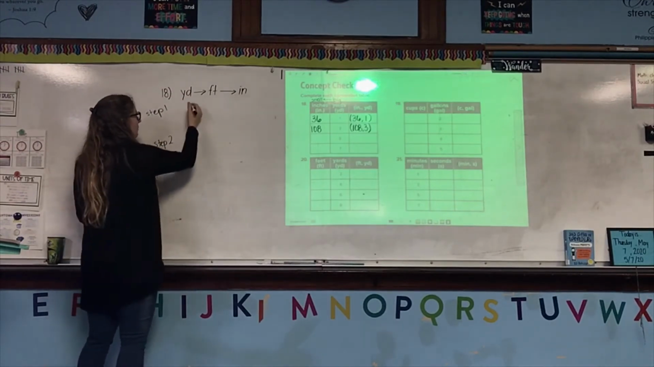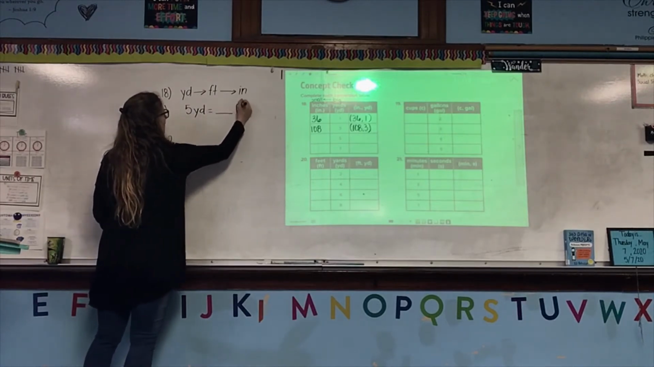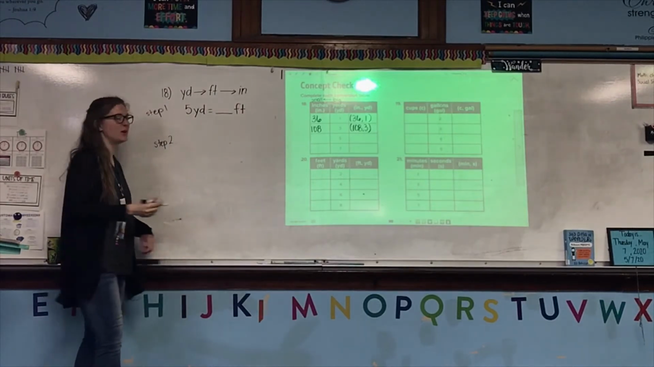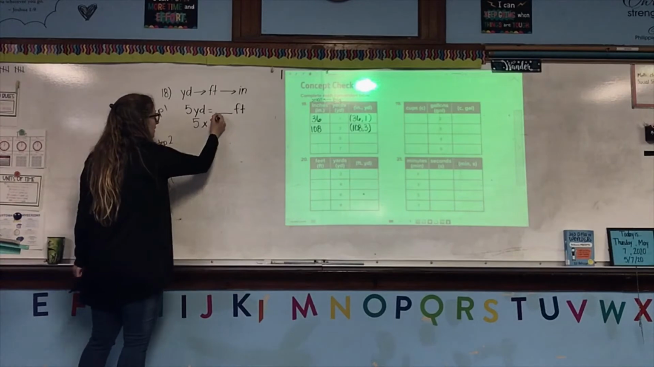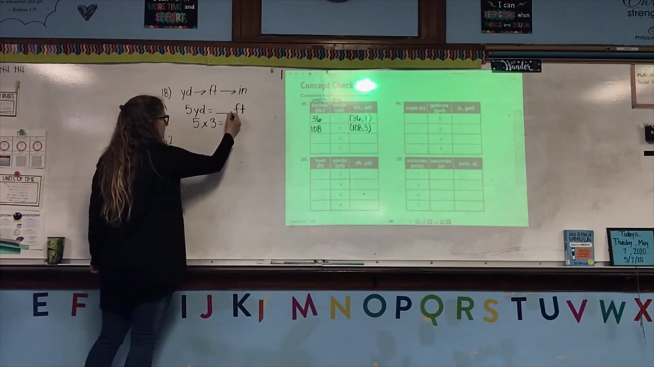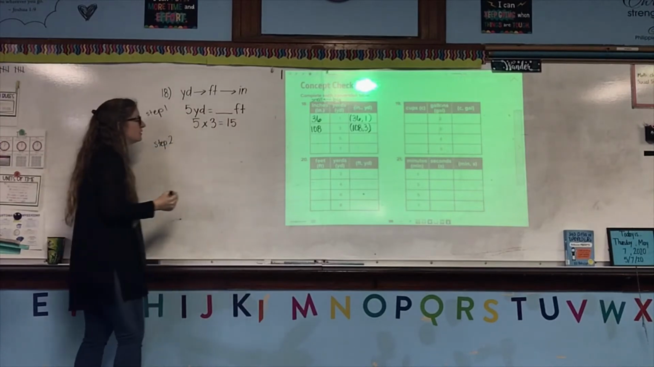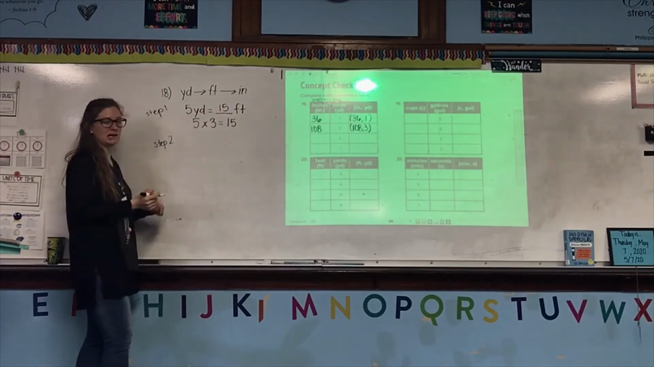So again, step 1 is to figure out how many feet are in 5 yards. We know we're multiplying. We start with what we know, which is 5 yards. Multiply it by the number of feet in a yard, which is 3. 5 times 3 equals 15. So now we know that there are 15 feet in 5 yards.